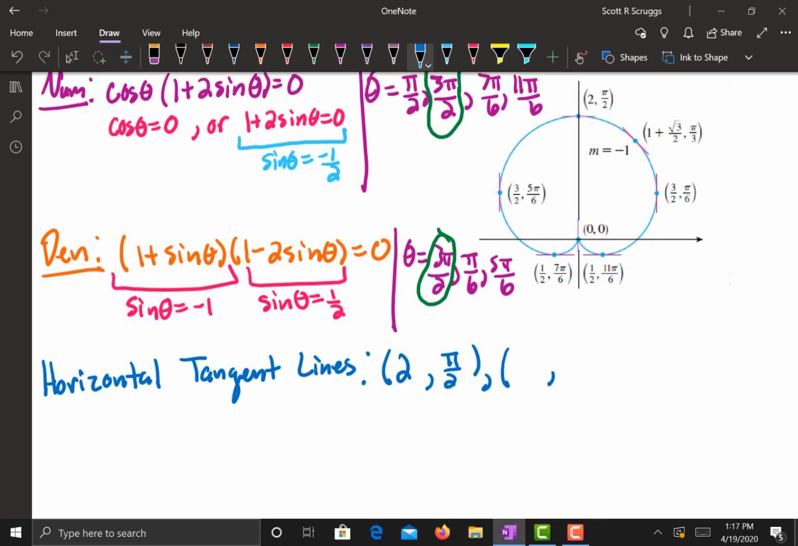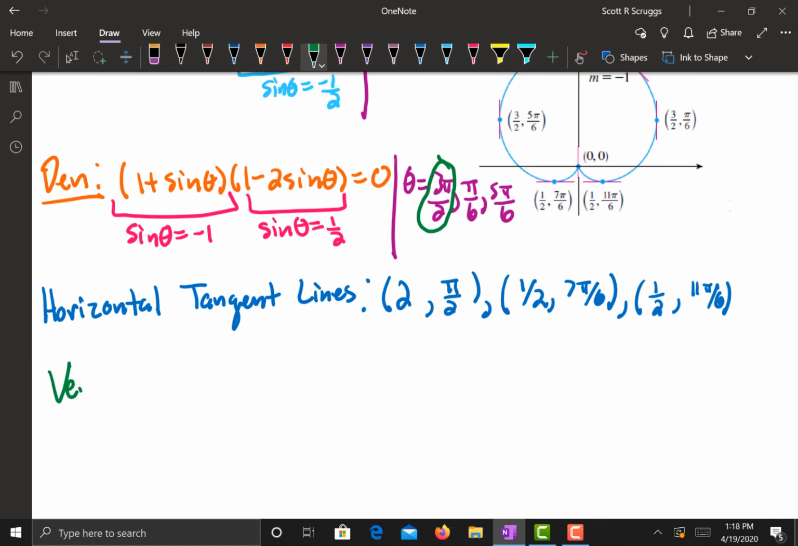And now I'm going to look at 7 pi over 6. Sine of 7 pi over 6 is negative 1/2, which means I have a radial coordinate value of 1/2. And then the same thing at 11 pi over 6. Again, I have a negative 1/2. So in my polar curve, I get a radial coordinate of 1/2.